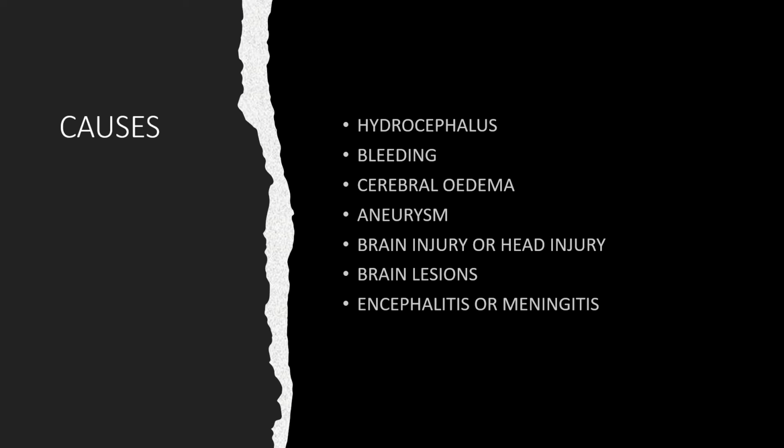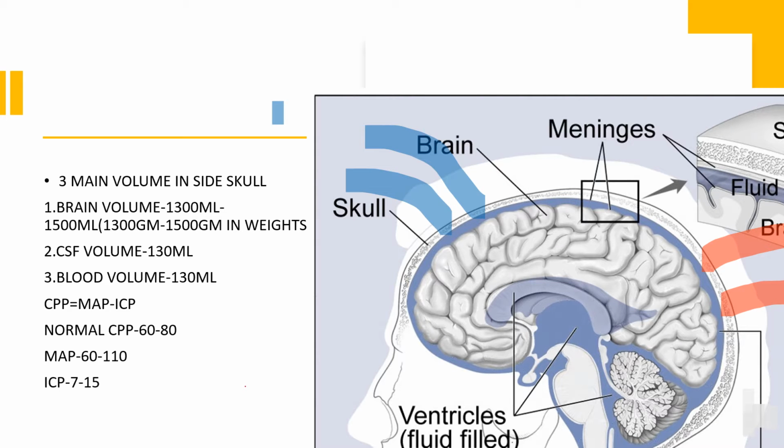The causes are hydrocephalus, bleeding, cerebral edema, aneurysm, brain injury or head injury, brain lesions, encephalitis or meningitis. I'm not going to explain the terminologies because everyone knows them. So in this slide, I'm going to explain the mechanism. For that, we divide the brain into three parts.